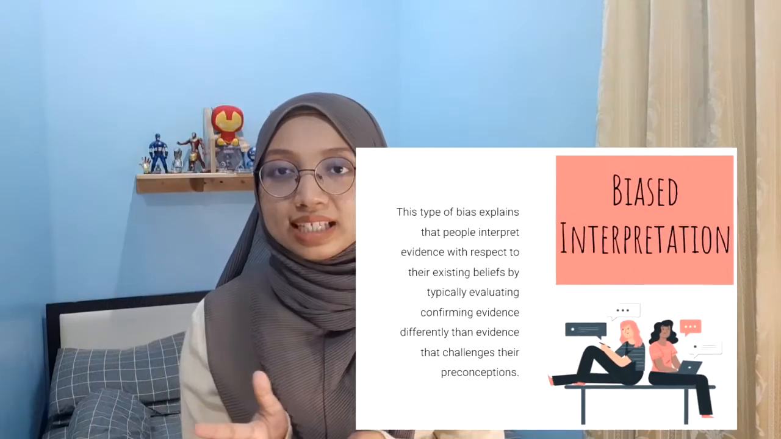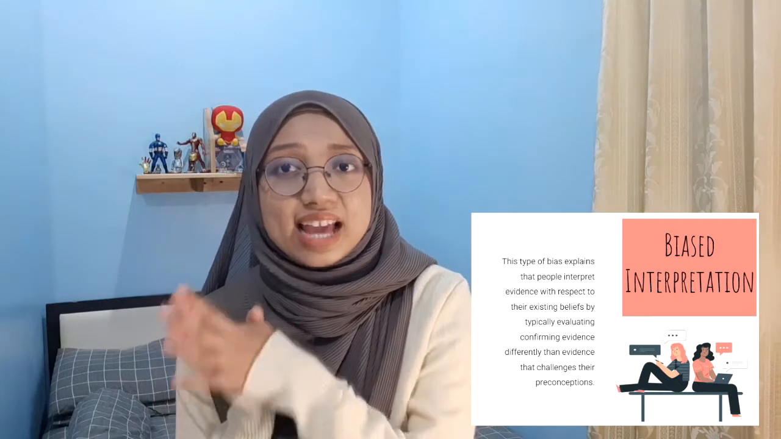The second one is biased interpretation. This type of bias explains that people interpret evidence with respect to their existing belief by typically evaluating confirming evidence differently than evidence that challenges their preconceptions. Various experiments have shown that people tend to not change their belief on complex issues even after being provided with research, because of the way they interpret the evidence.